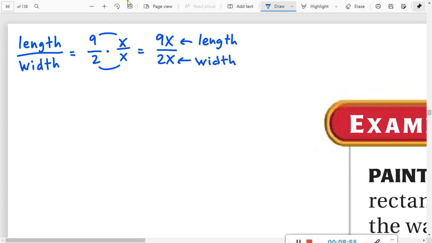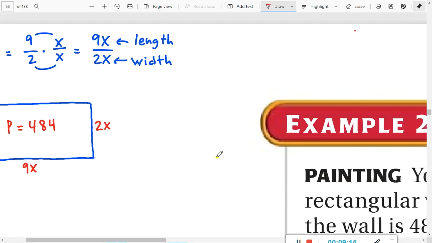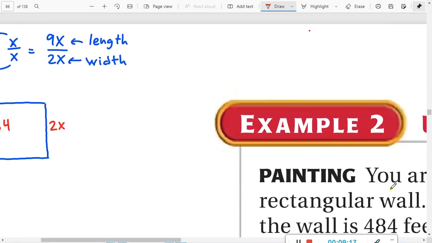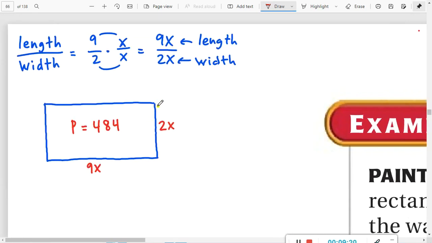The reason I am using x is because we don't know the actual length and width. We just know the ratio of the length to the width. So 9 over 2 is the same as 9x over 2x. I did not change the ratio. It said that the mural was rectangular. It was a rectangular wall. So we made the width equal to 2x, and we made the length equal to 9x.